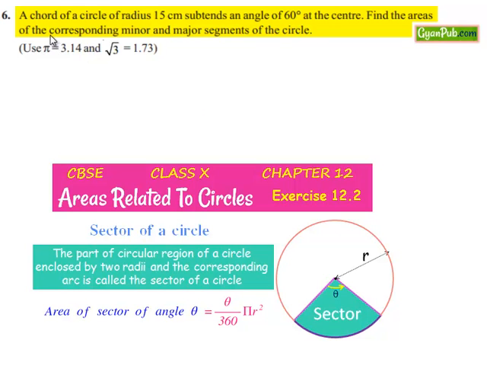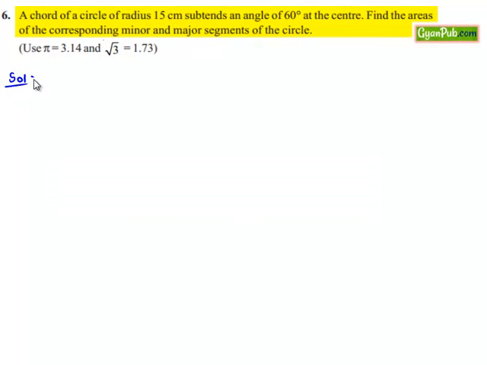Moving on to sixth question. A chord of a circle of radius 15 centimeters subtends an angle of 60 degrees at the center. Find the areas of the corresponding minor and major segments of the circle. Now moving on to the solution.